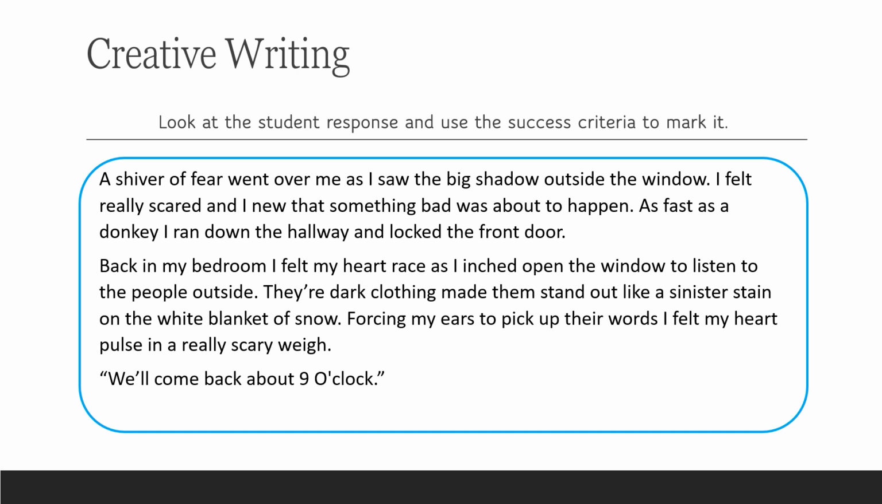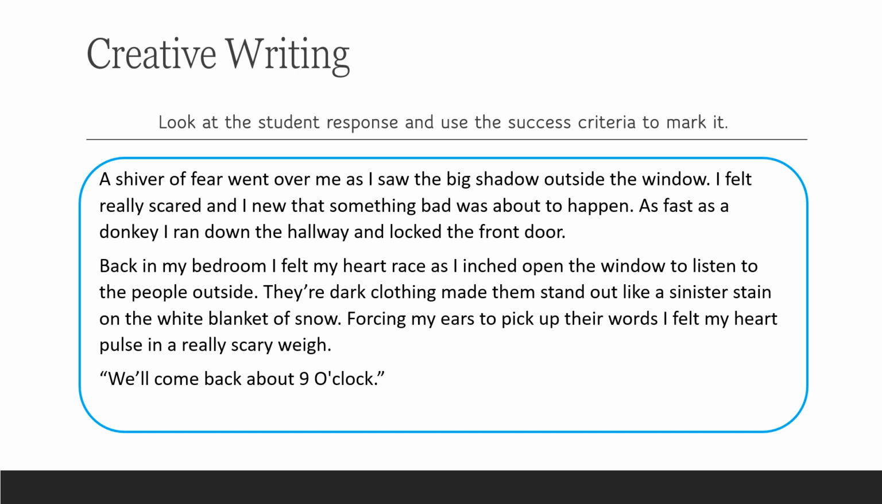So it says then, a shiver of fear went over me as I saw the big shadow outside the window. I felt really scared and I knew that something bad was about to happen. As fast as a donkey I ran down the hallway and locked the front door. Back in my bedroom, I felt my heart race as I inched open the window to listen to the people outside. Their dark clothing made them stand out like a sinister stain on a white blanket of snow. Forcing my ears to pick up their words, I felt my heart pulse in a really scary way. We'll come back about 9 o'clock.